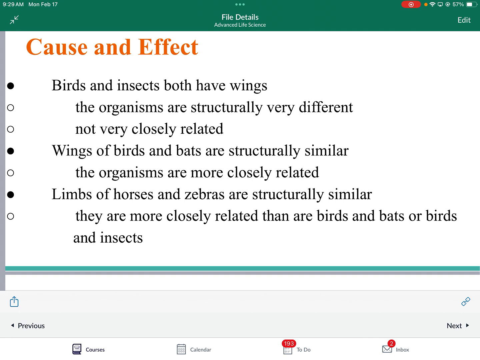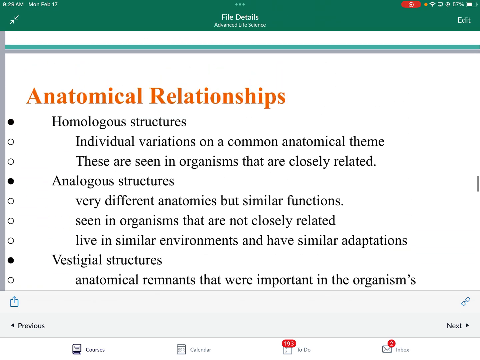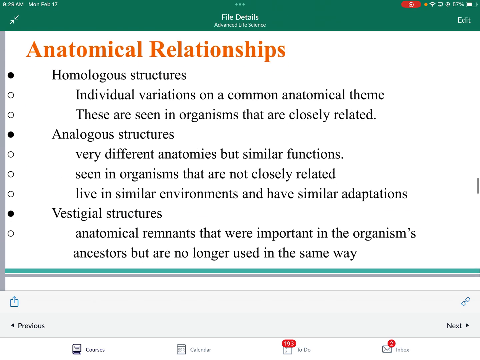So I'm going to give you a couple minutes to just answer that question right there on page 3. Show me a thumbs up whenever you have answered that question. Okay. Which one of those words apply to the bat wing and the whale fin?